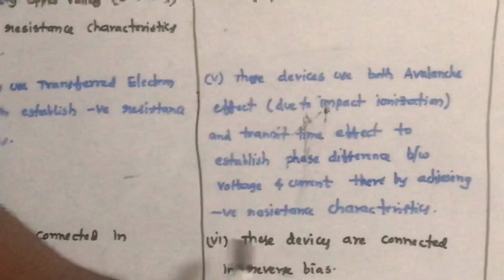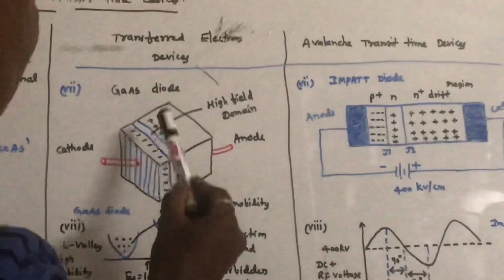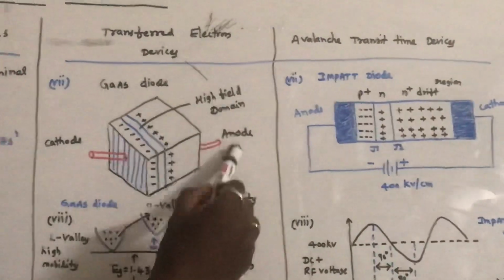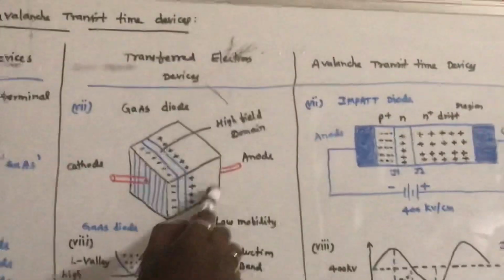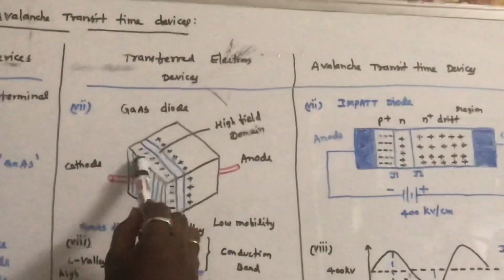So this is another difference in connection. Now let us see some of the other differences. So this shows a simple example of a gallium arsenide diode. I have taken one gallium arsenide diode to show.